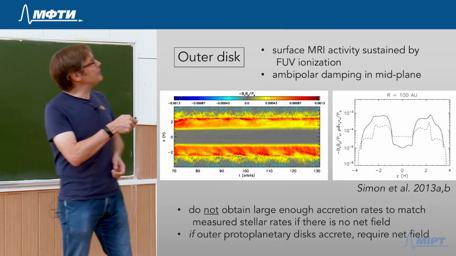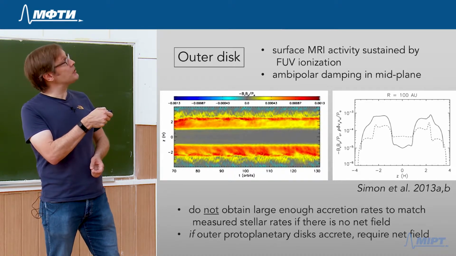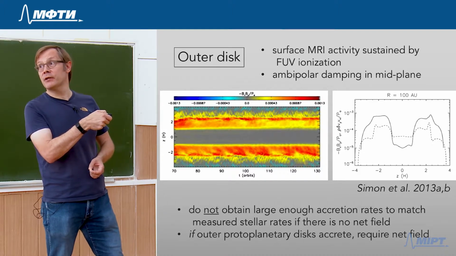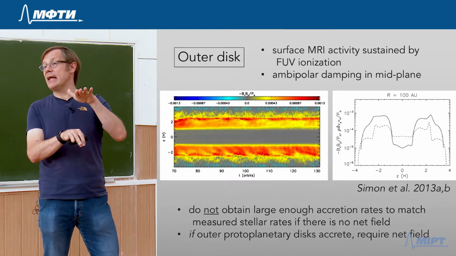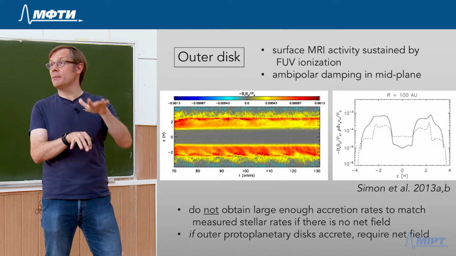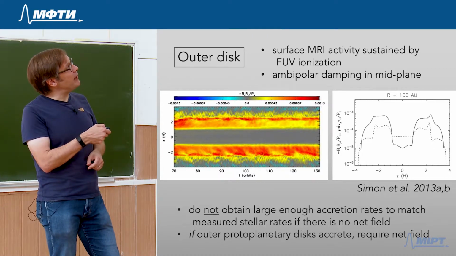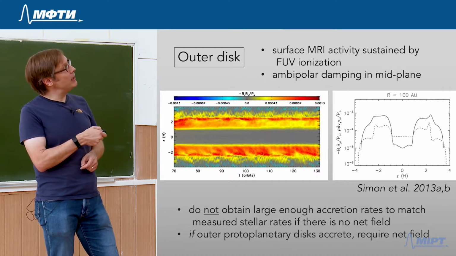So here's a space-time diagram. This is time on the x-axis. This is height above the midplane. What we're looking at here is magnetic stresses on this color scale, and this sort of gray color indicates a damped region of MHD turbulence, and these red colors indicate some surface activity in the disk, which is being stimulated by external ionization.